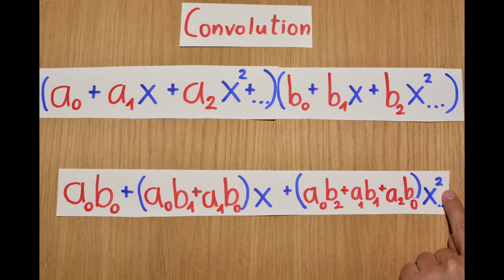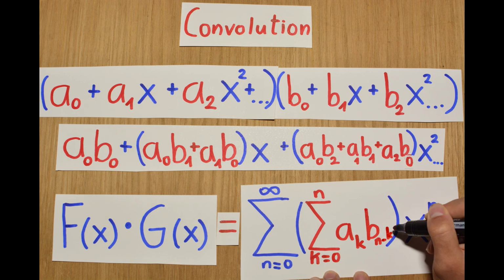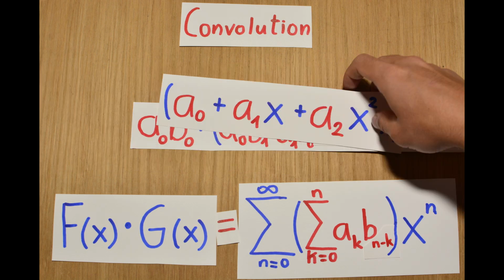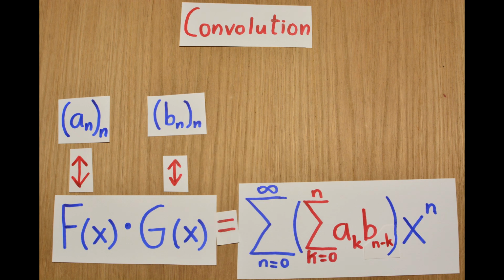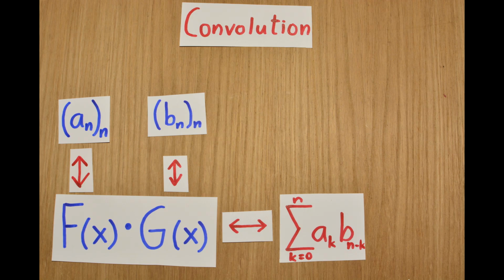So let's write down the general rule for multiplication of series, or convolution as it's called. For a given n, we get every combination of indices for a and b which sum up to n. So if f is the generating function for the counting sequence a sub n, and if g is the generating function for the counting sequence b sub n, what sequence does their convolution represent?